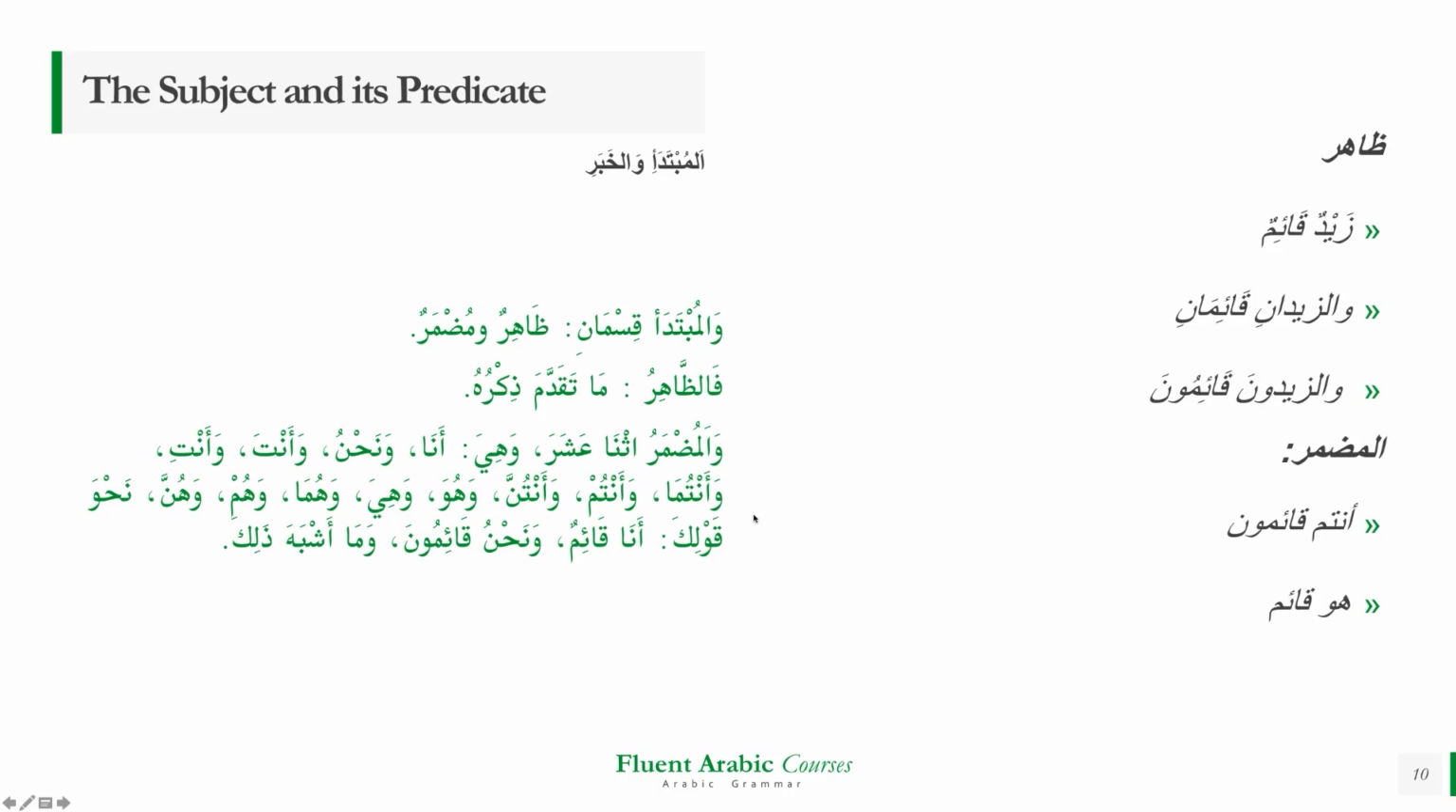Now if the Mubtada is in the form of a dhamir or a pronoun, then it is an implicit Mubtada. And what are the pronouns that we can use as the Mubtada? We have them here. أنا ونحن وأنت وأنتِ وأنتما and so on. So all of these can be the Mubtada, and if they are used, then it is mudmar. It is an implicit Mubtada. So if you say أنتم قائمون, what is the Mubtada here? The pronoun أنتم is the Mubtada. هو قائم. هو is the Mubtada.